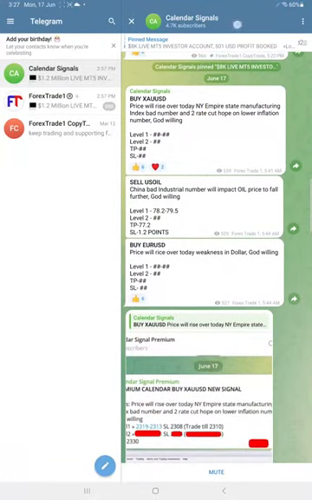Here is the performance for today's calendar signals. Today's date is 17th of June, and today we gave buy gold, sell oil and buy EURUSD. These three signals we gave today.